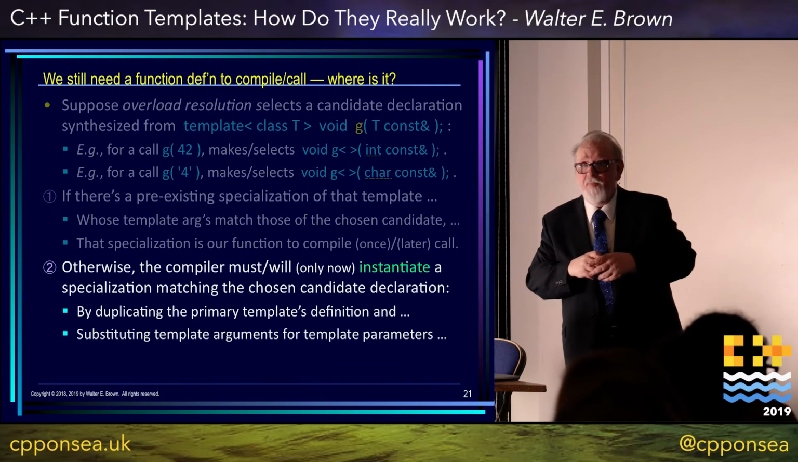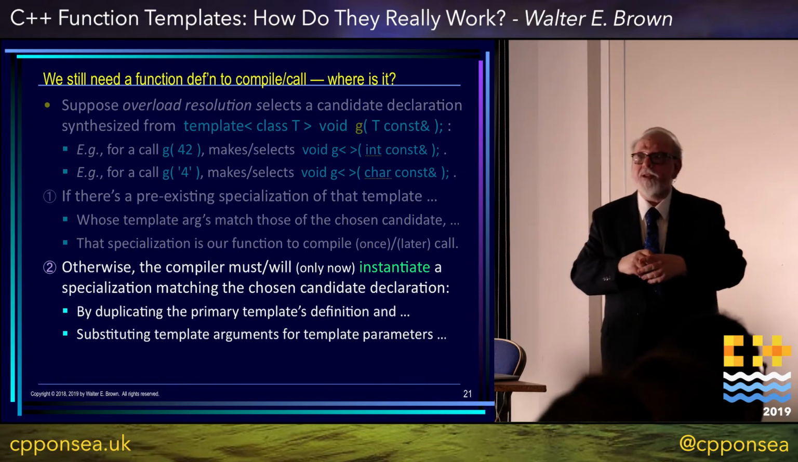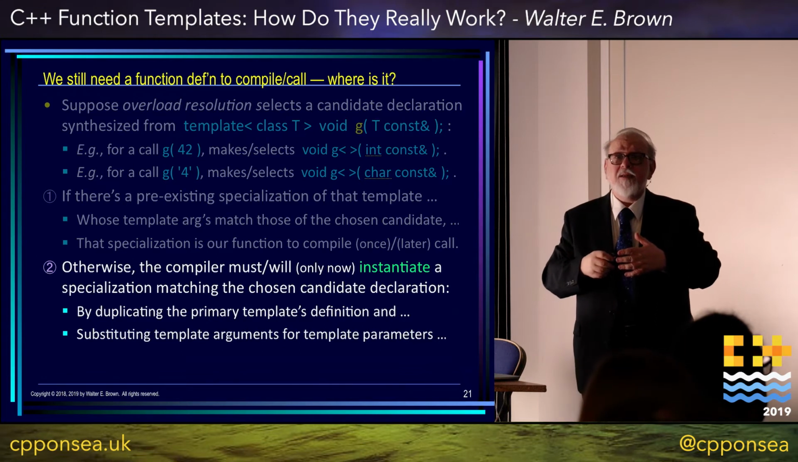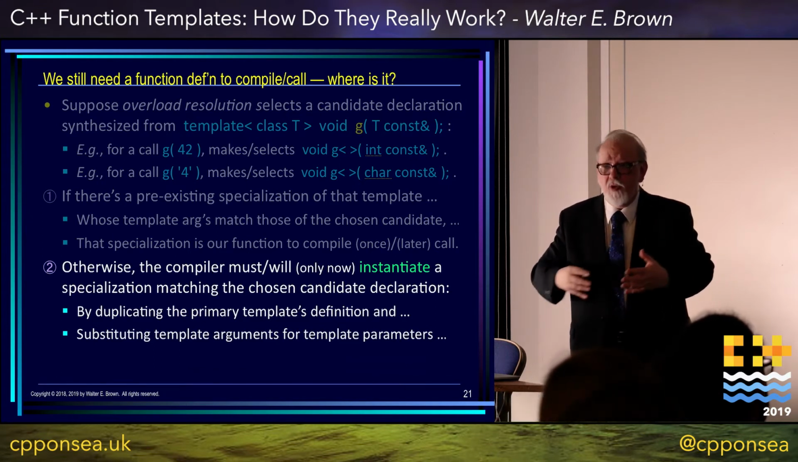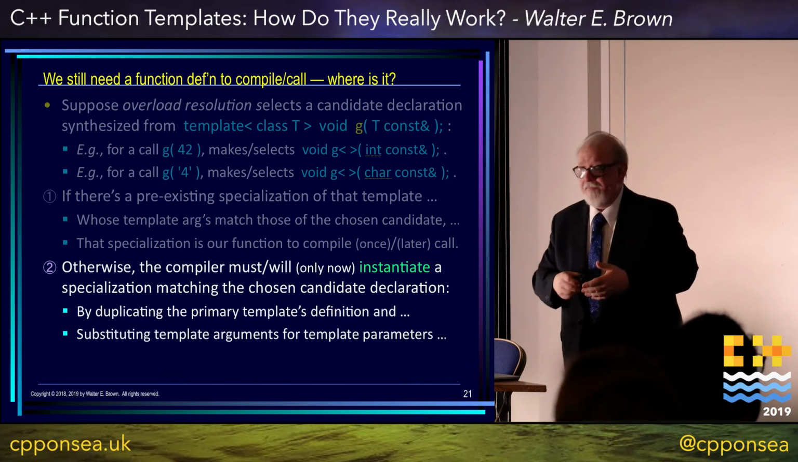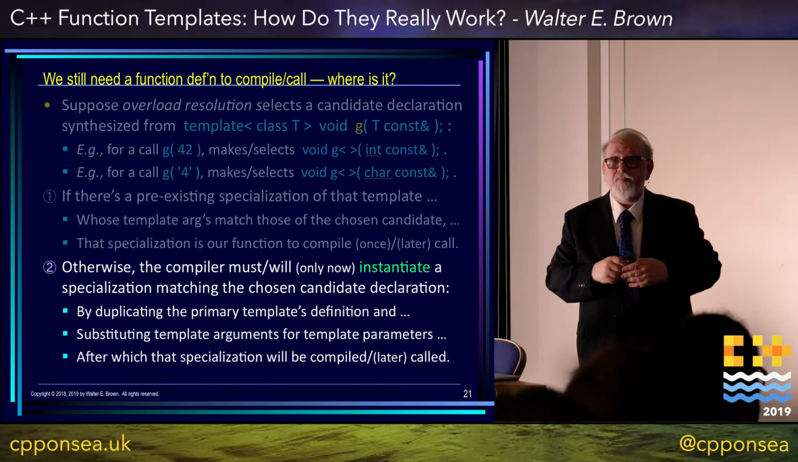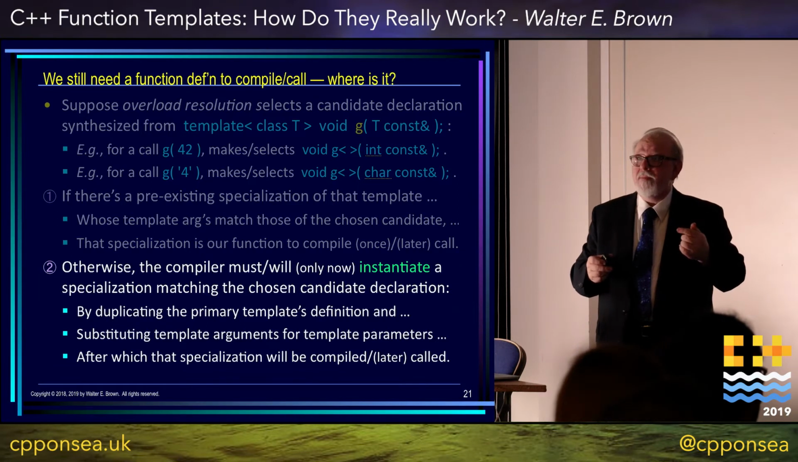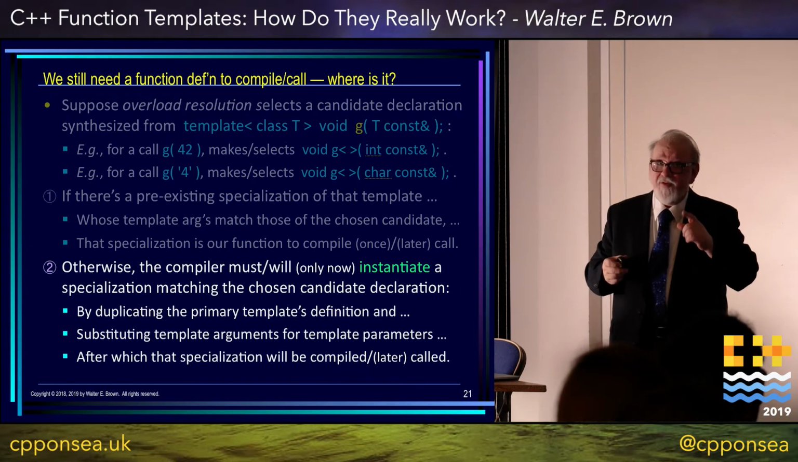Otherwise, the compiler has to manufacture the function. If it doesn't already exist, the compiler has to manufacture it. And how does it do that? Well, it's an analogous process to synthesis. But this time, we duplicate the entire definition, not just the declaration part of it, the whole definition, do substitution, including now the body, and now you have a function that's ready to be compiled and later called. Okay? So that's how we get functions out of templates. It's two steps. The first is manufacture the declaration, synthesis. The second, manufacture the function, the right function.